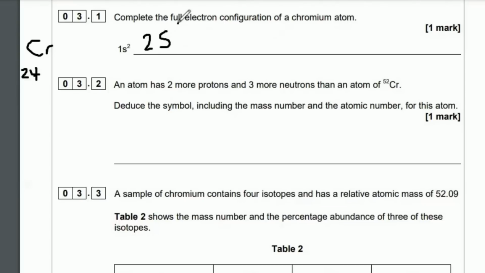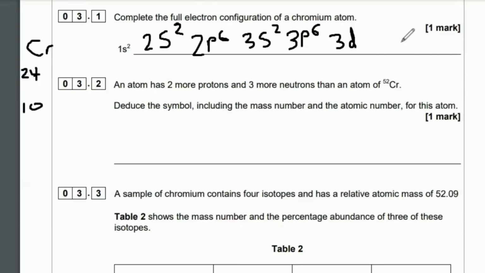So we want to do 1s2, 2s2. Now remember, you add a new subshell with each level. So when you get to the second energy level, you get 2s2, 2p6. When you get to the third energy level, we've got 3s2, 3p, and then 3d subshell. So you get a new subshell with each energy level. However, we know that the 4s energy level normally fills first.